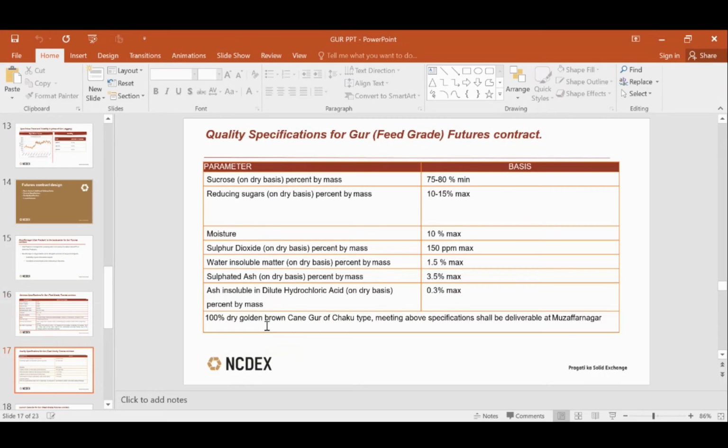Here is the quality specification for the GUR feed grade futures contract. The sucrose should be minimum 75 to 80%, and reducing sugar should be maximum 10 to 15%, not more than that. Moisture should be 10% maximum. Sulfur dioxide is 150 ppm maximum, and water insoluble matter is 1.5% maximum. Sulfated ash is 3.5% maximum. Ash insoluble in dilute HCl is 0.3% maximum, and 100% dry golden brown cane gur of Chaku type, having the above mentioned parameters, will be deliverable at Muzaffarnagar cold storage warehouse.